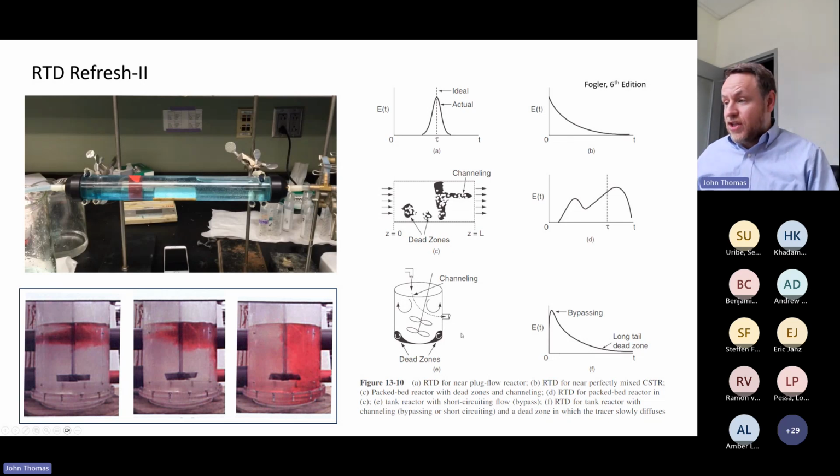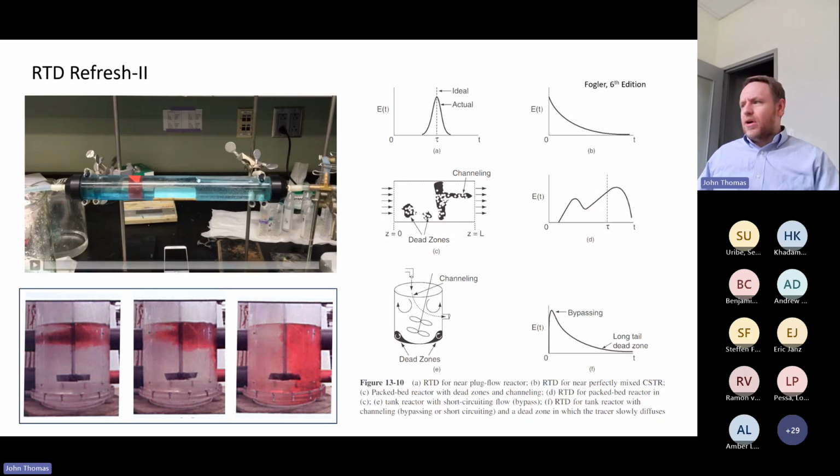We're going to talk about agitated vessels today. If I've got dead zones and/or channeling, the actual distribution of my exit age is not going to look like an ideal system. I'll get bypassing and some long-tail dead zones, as you'll see momentarily, reflective of the non-idealities in this particular blending system. In a lot of cases, I won't say the state of the art, but one of the more common approaches for analyzing what's going on inside the vessel is to look at the RTD and then make inferences about how its deviations from ideality are being informed by flow structures inside the vessel.